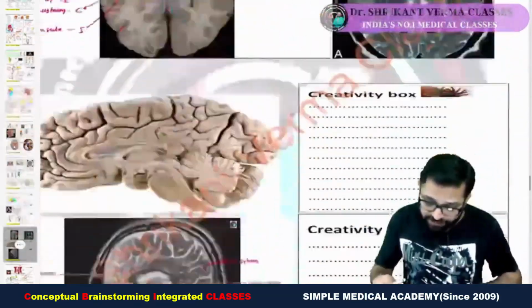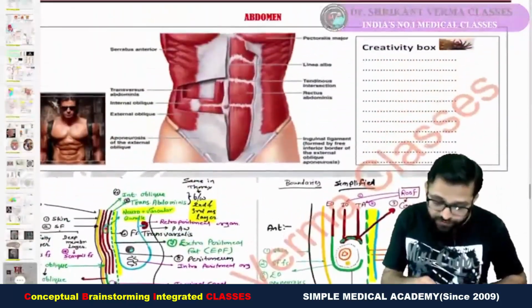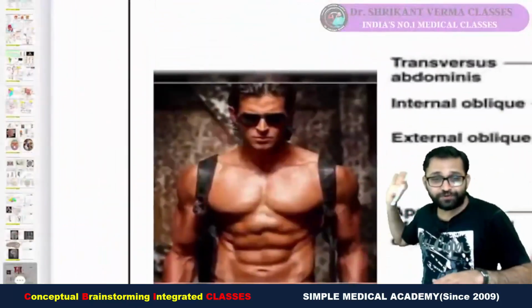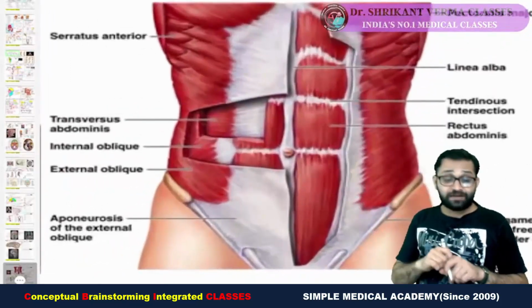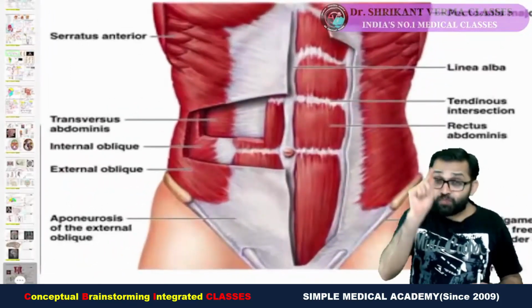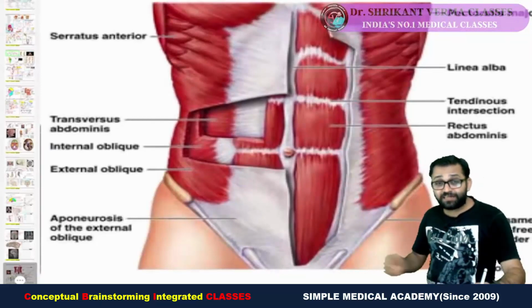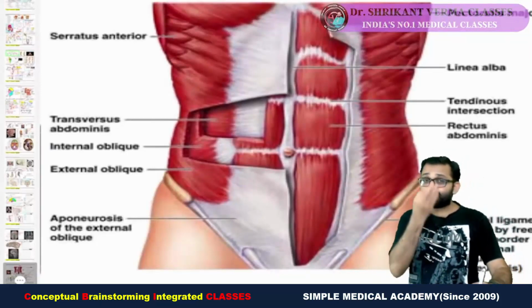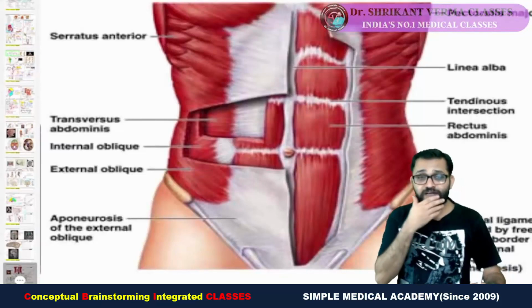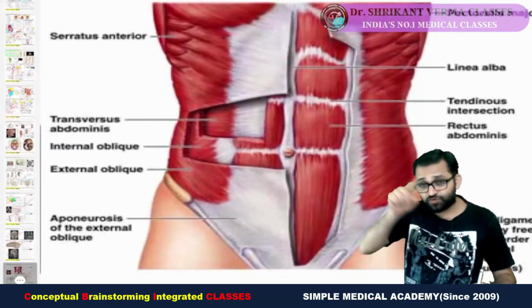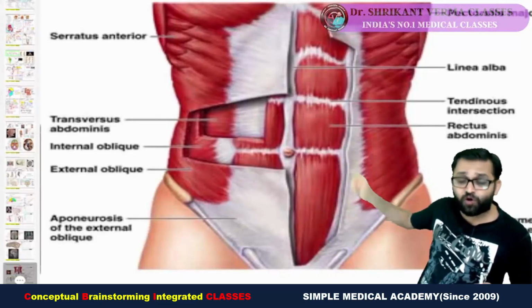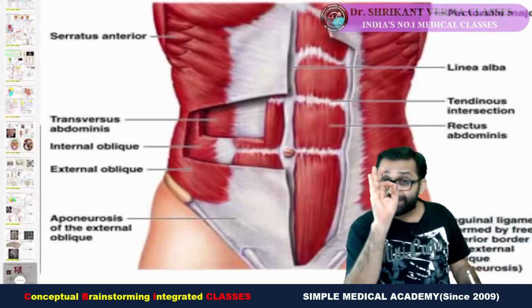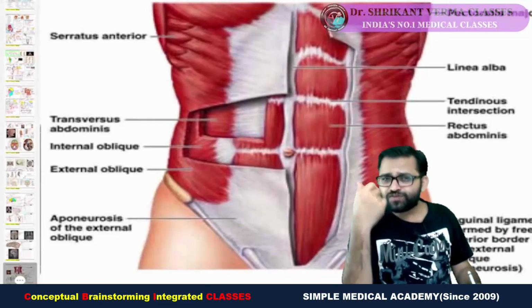In the abdomen, see here, always we start from our beautiful six-pack abs. So these are our different muscles, and at the time of the class I told you that you must see the anterior abdominal wall. This was my first dialogue at the abdomen class. For FMG 2022 December, definitely, damn sure, one question from the anterior abdominal wall. Also for your NEET PG exams, always one question is asked.